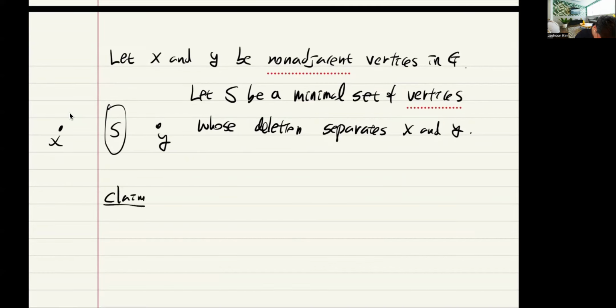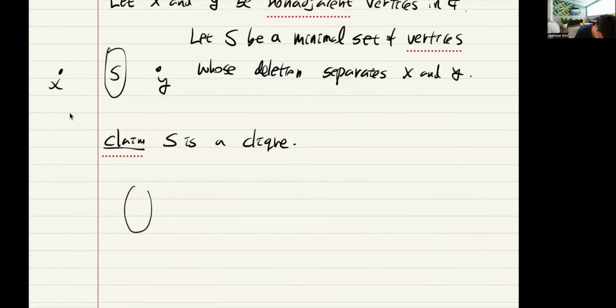So we first claim that S is a clique. Why? If S is just one vertex, then that's a clique itself, K1. So you're okay. If there are at least two vertices, say U and V, you choose arbitrary ones.